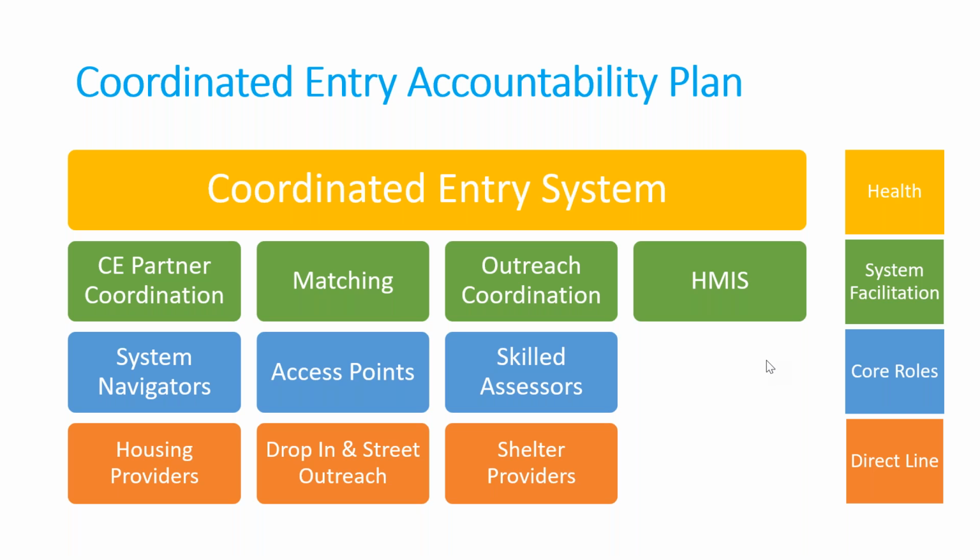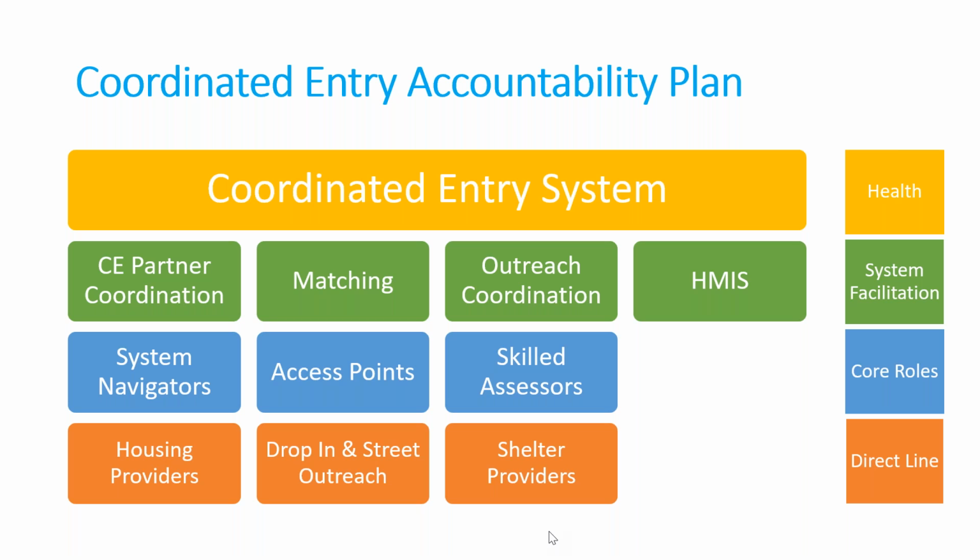And then the orange row is our housing providers, our drop-in and street outreach, our shelter providers. These are a direct line. And as we talked about earlier in the presentation, coordinated entry doesn't work without a partnership and without collaboration of our entire system. Typically, our orange row isn't always necessarily getting funding for coordinated entry, but they play a vital role in ensuring that our data is accurate and that those households are being connected to coordinated entry effectively. And we want to make sure that we're helping with the communication and consistent messaging so that each row has the same information.